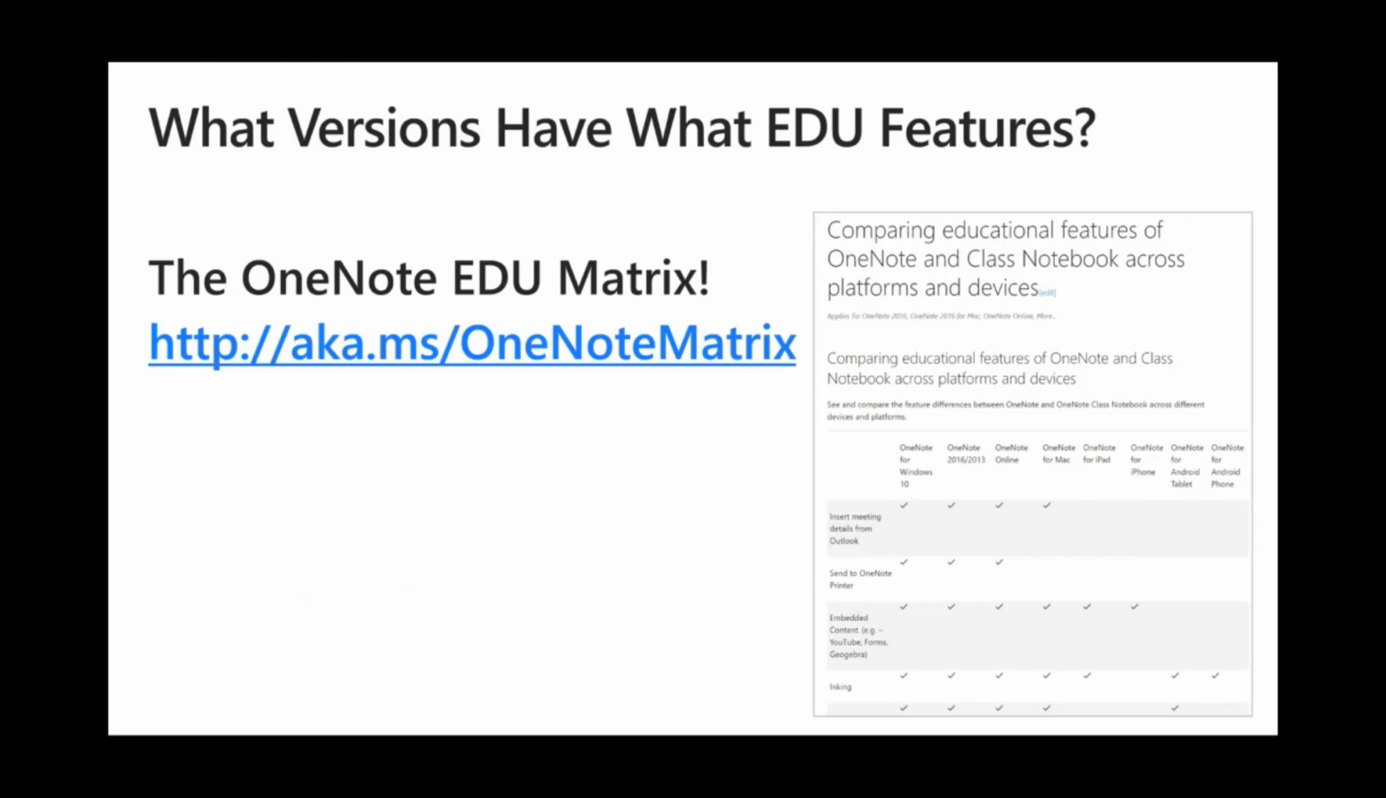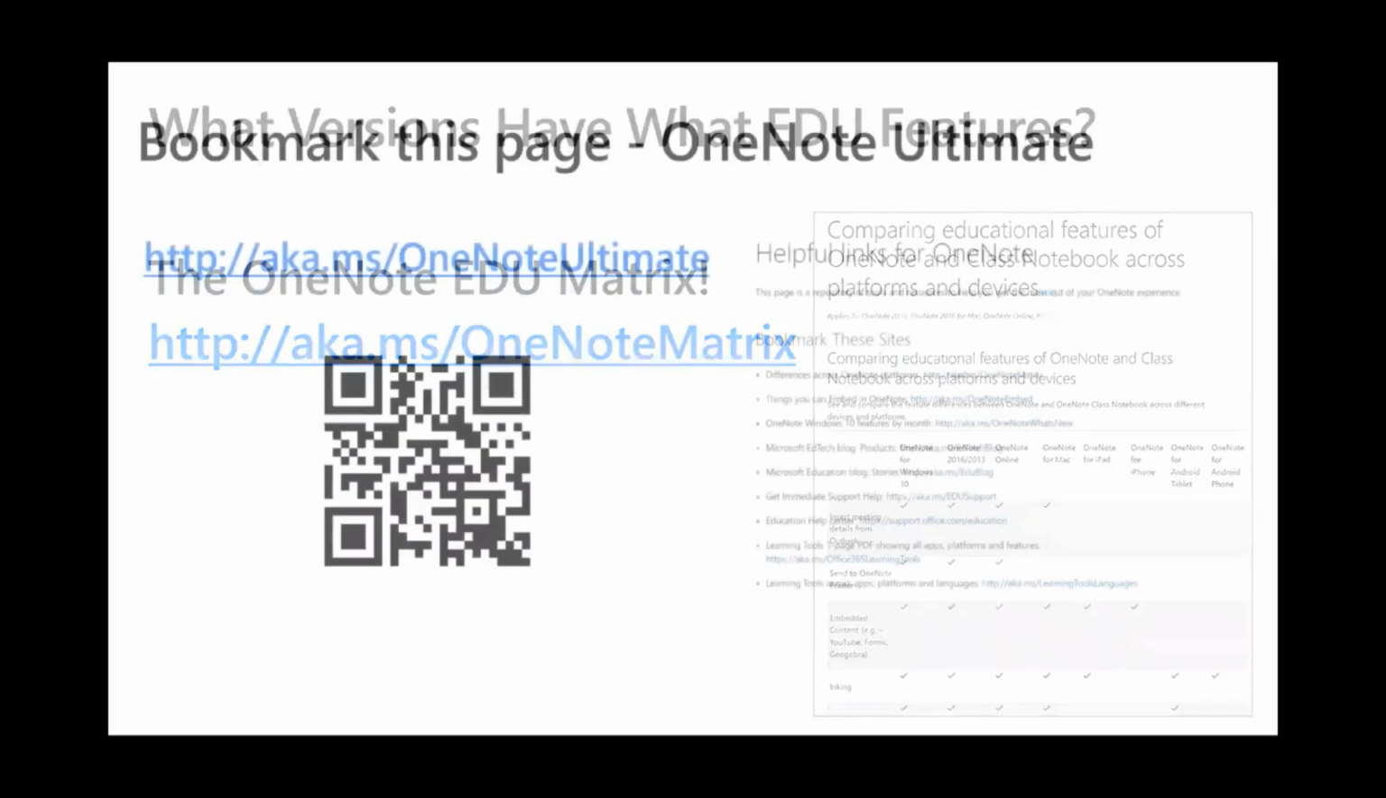Well, it turns out there's a great site that we have put together. The link is right here. I call it the OneNote Matrix. And it has a nice matrix of what features for education are on what platforms. So bookmark this, and we always update it or keep it up to date. And so when there's new features that come out, you can check that and know what features exist where.